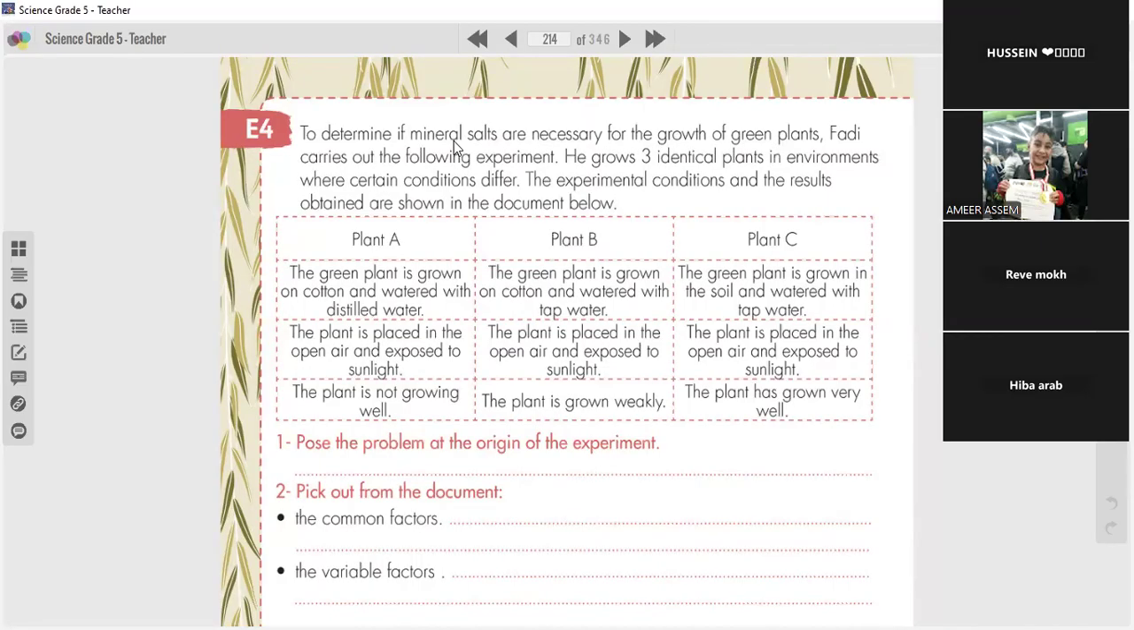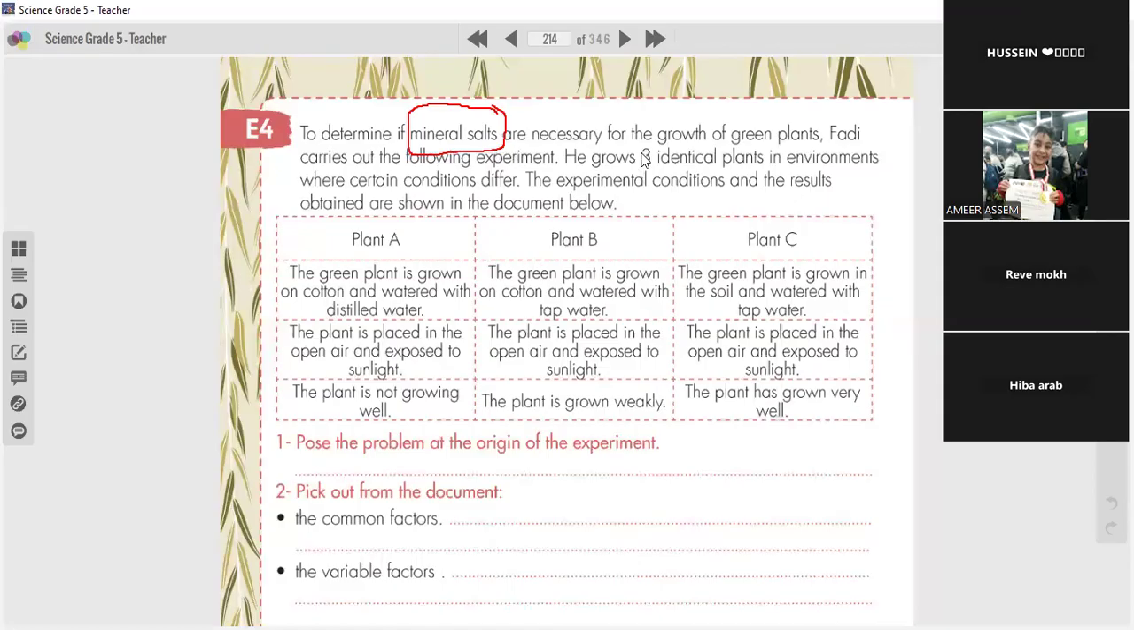Here there is something very important. Mute your microphone, please. So here there is something very important you have to focus on. In this question, they are only focusing on the mineral salts, not on the other factors.